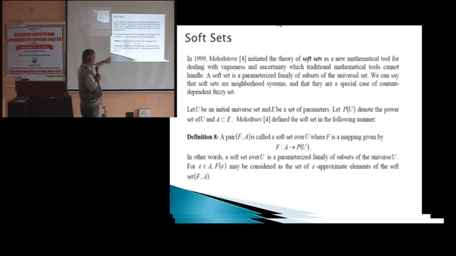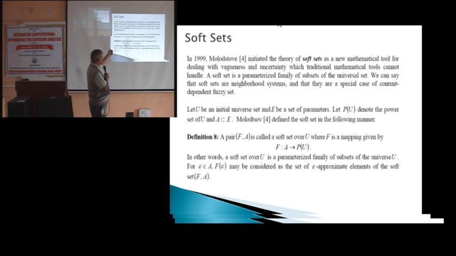That means if U is a universal set and E is a set of parameters and P is a power set, it means the set of all subsets of U becomes a power set. The set of all the subsets of U is the power set of U. So it's a power set.